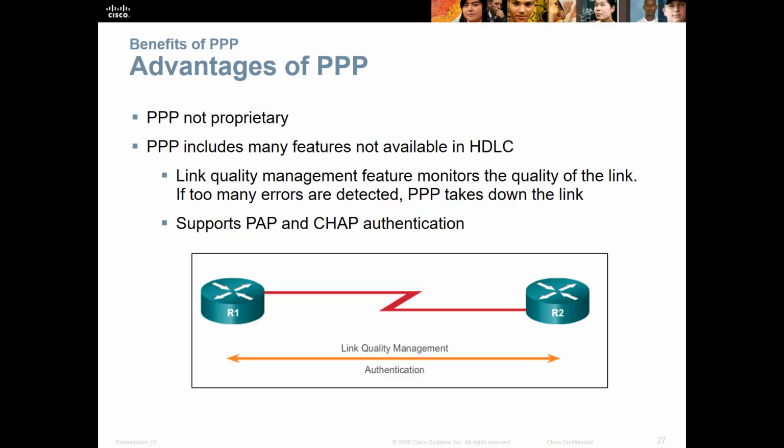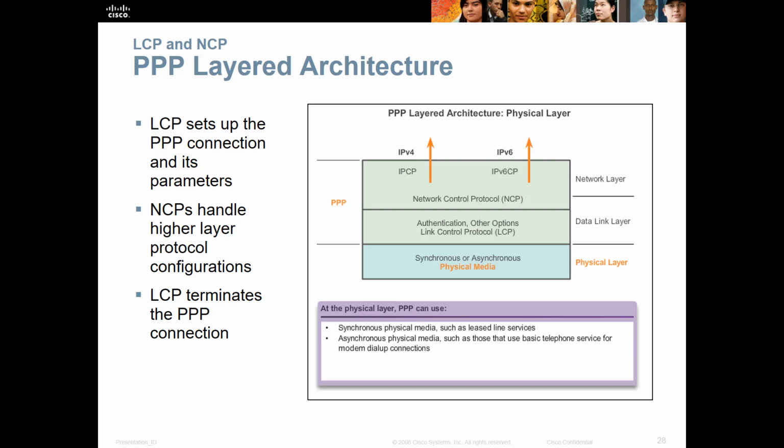Advantages of PPP: it's not proprietary. It includes many of the features not available in HDLC. It does support both CHAP and PAP, so there are some authentication options, even though PAP and CHAP are both fairly old and aren't really secure anymore. The LCP sets up the PPP connection and its parameters. The NCP handles higher layer protocol configuration, and then again the LCP will terminate that PPP. The higher layer is going to be again the different layer 3 technologies.